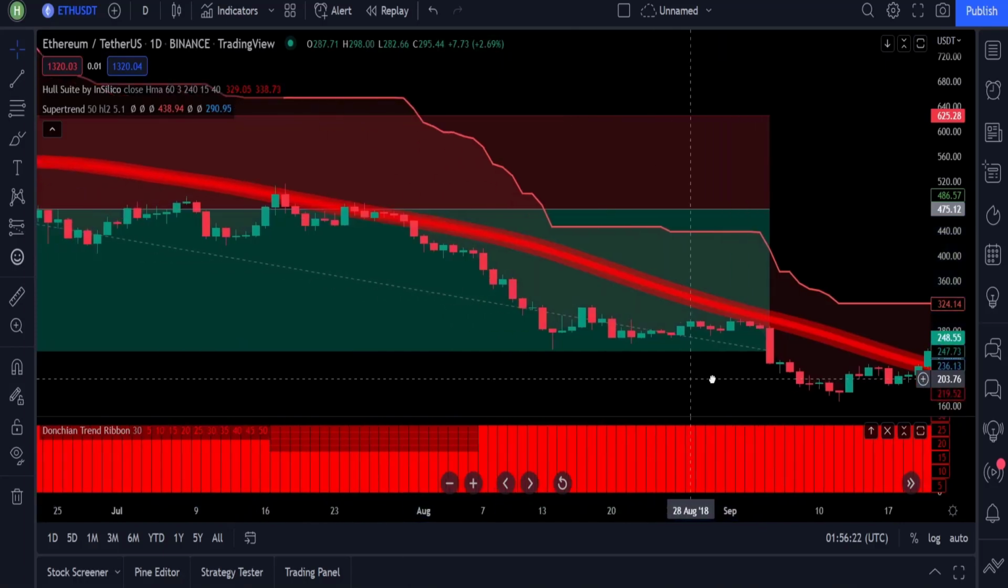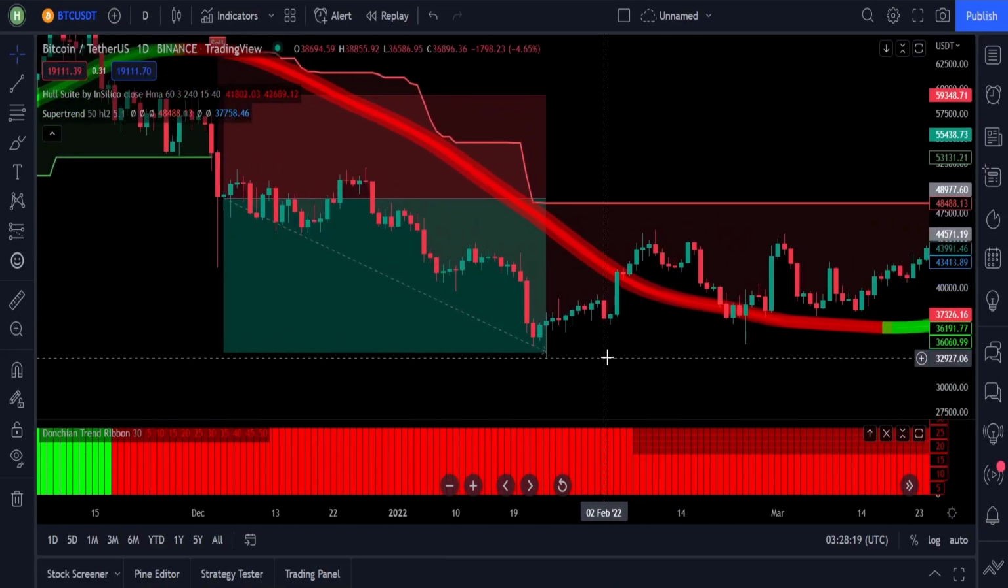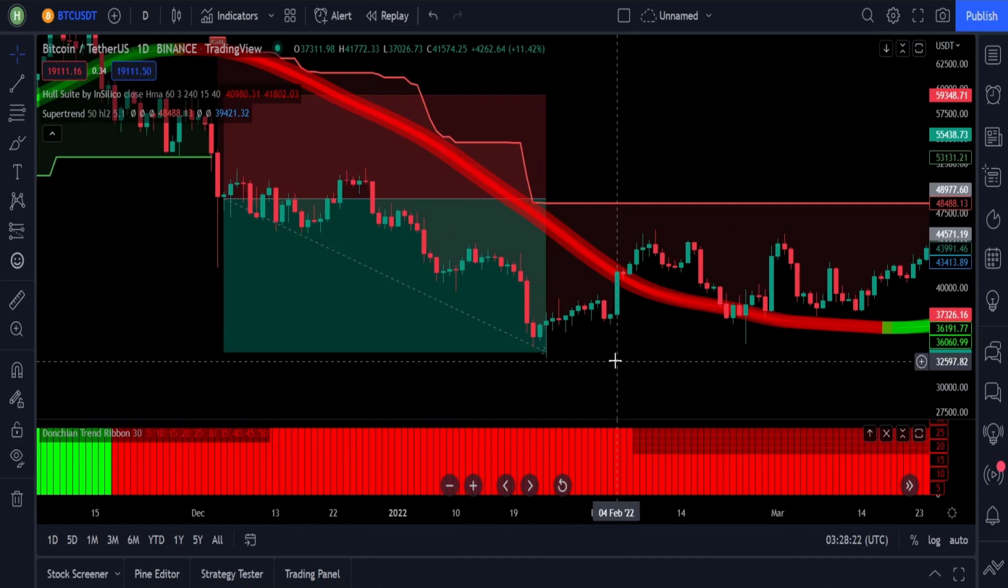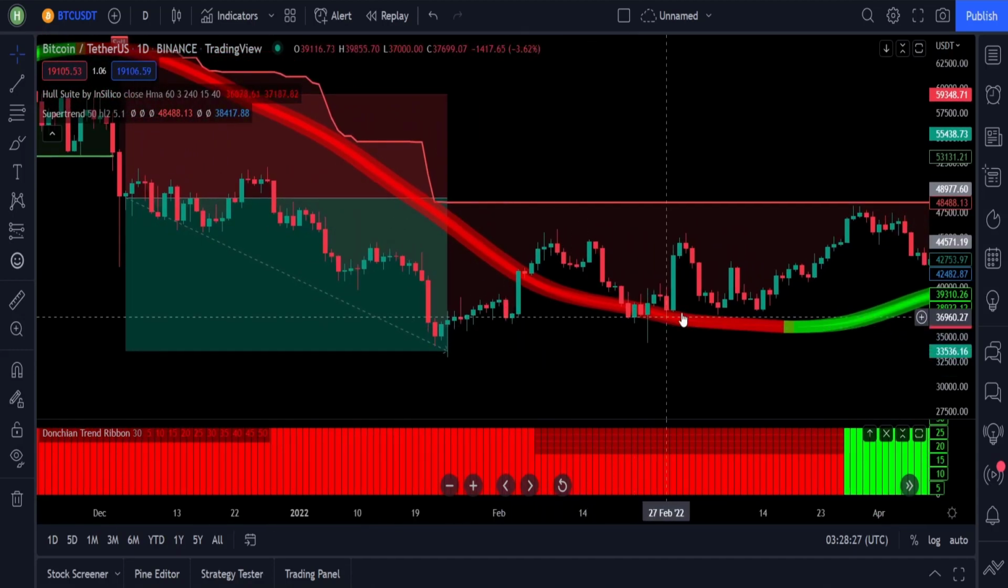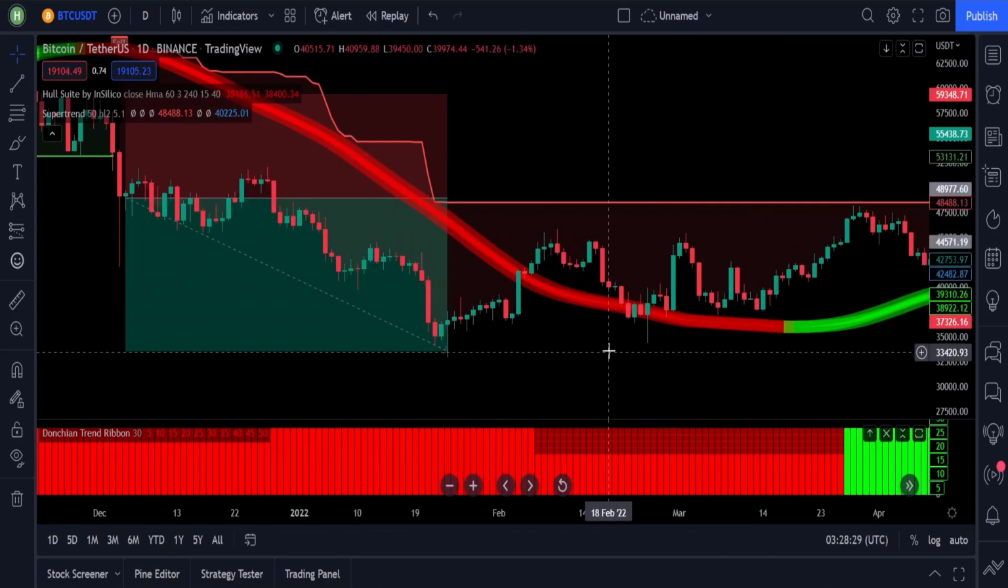Now we've gone through multiple examples. I hope you understood the strategy properly. So this strategy is pretty awesome if you want to execute a strategy on the higher time frame. Make sure to backtest it yourself so that you can understand the potential of this strategy better.